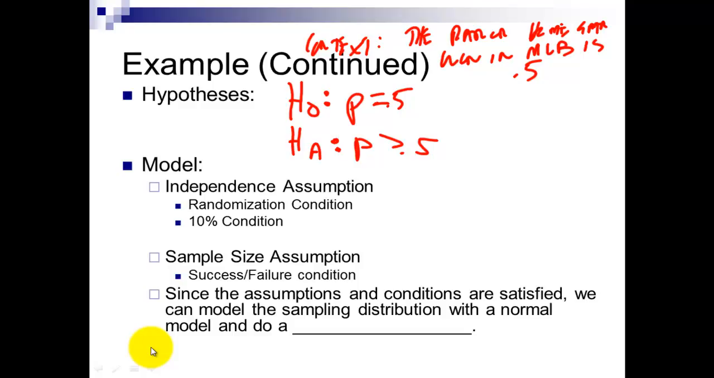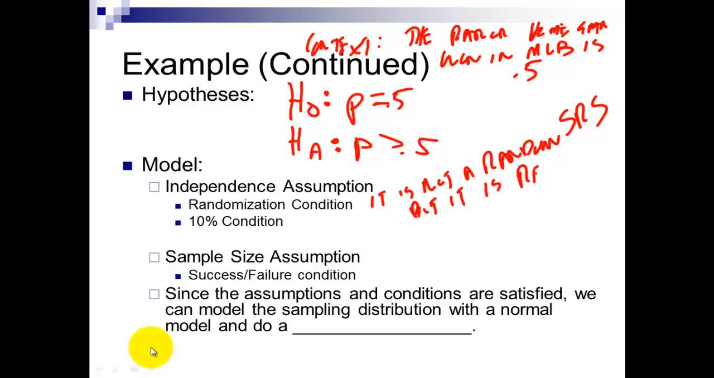So the model, do we have all these assumptions? The randomization condition. Is this a random subset of all the things? Didn't they take all the games from 2002? They're all from the same year. It is not a simple random sample. But it is representative.